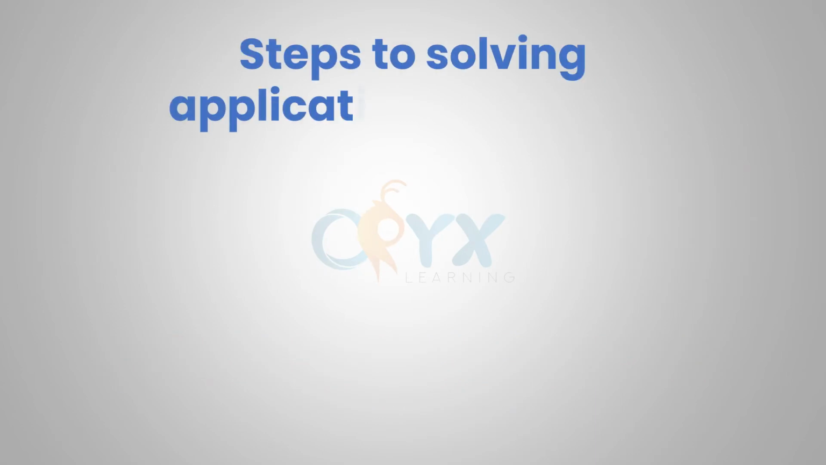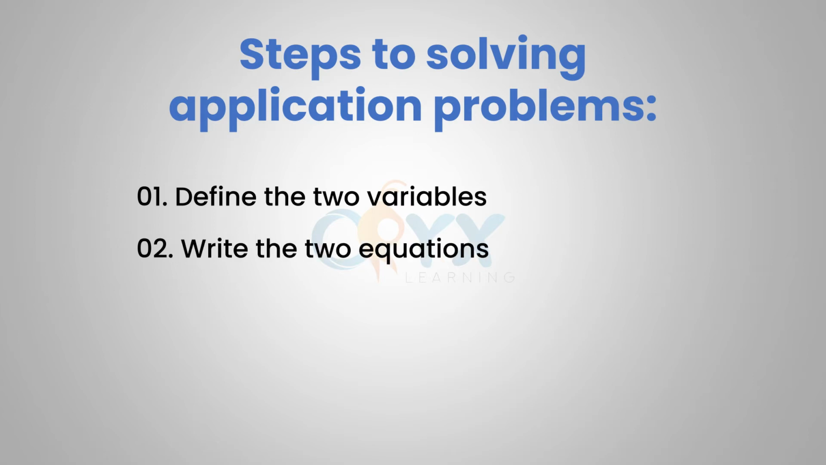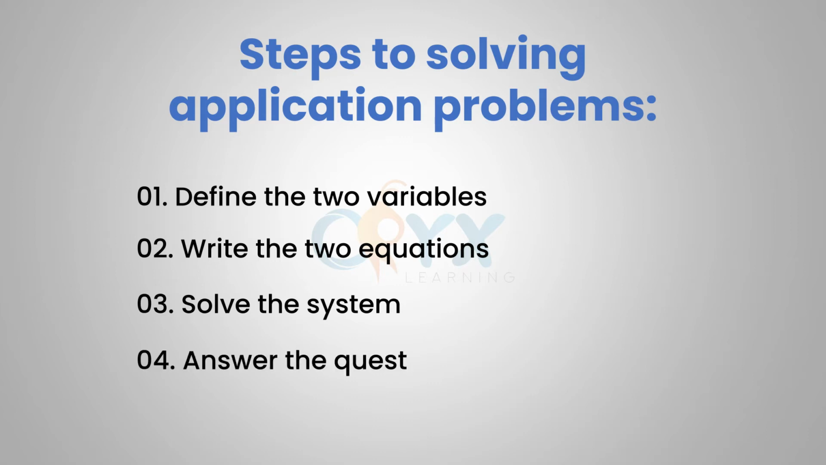Steps to solving application problems. First, define the two variables. Second, write the two equations. Third, solve the system using one of our methods, either elimination, substitution, or graphing. And fourth, make sure you answer the question that is asked.